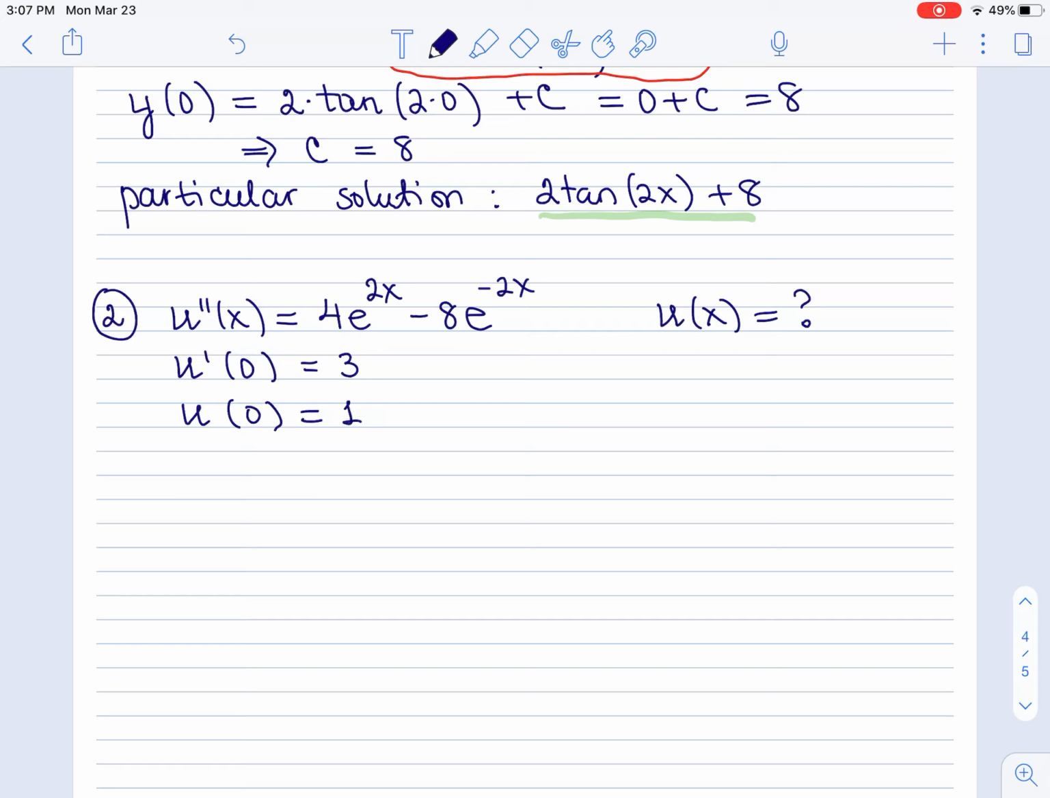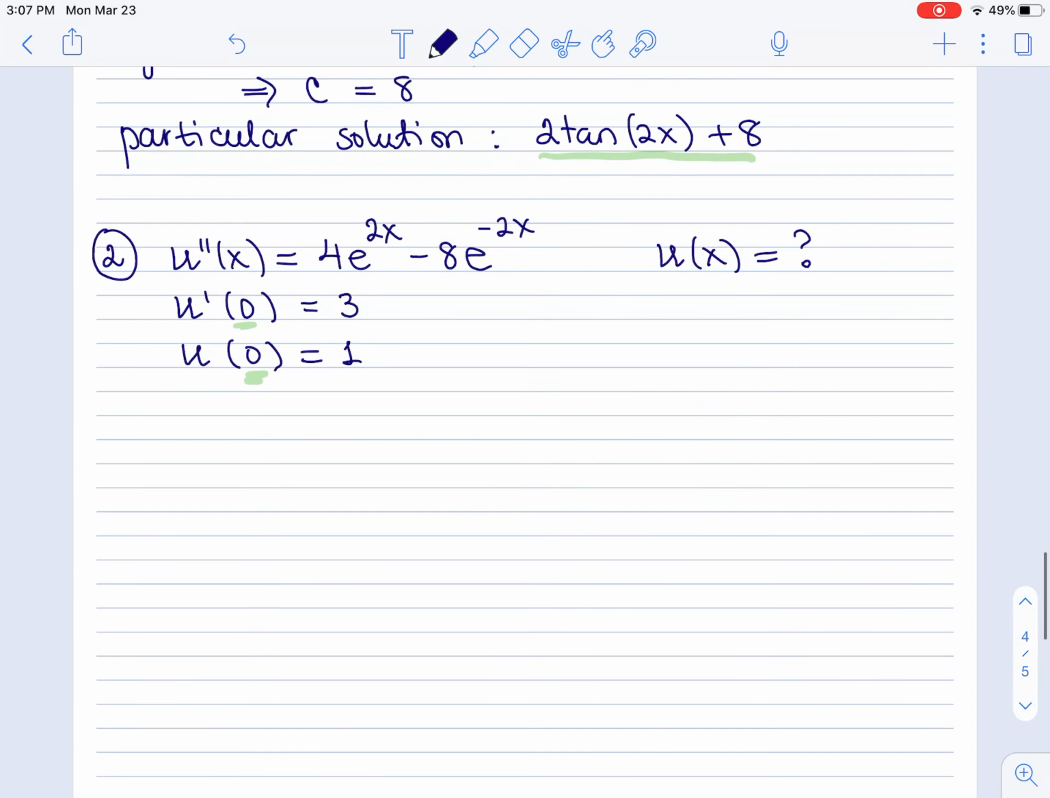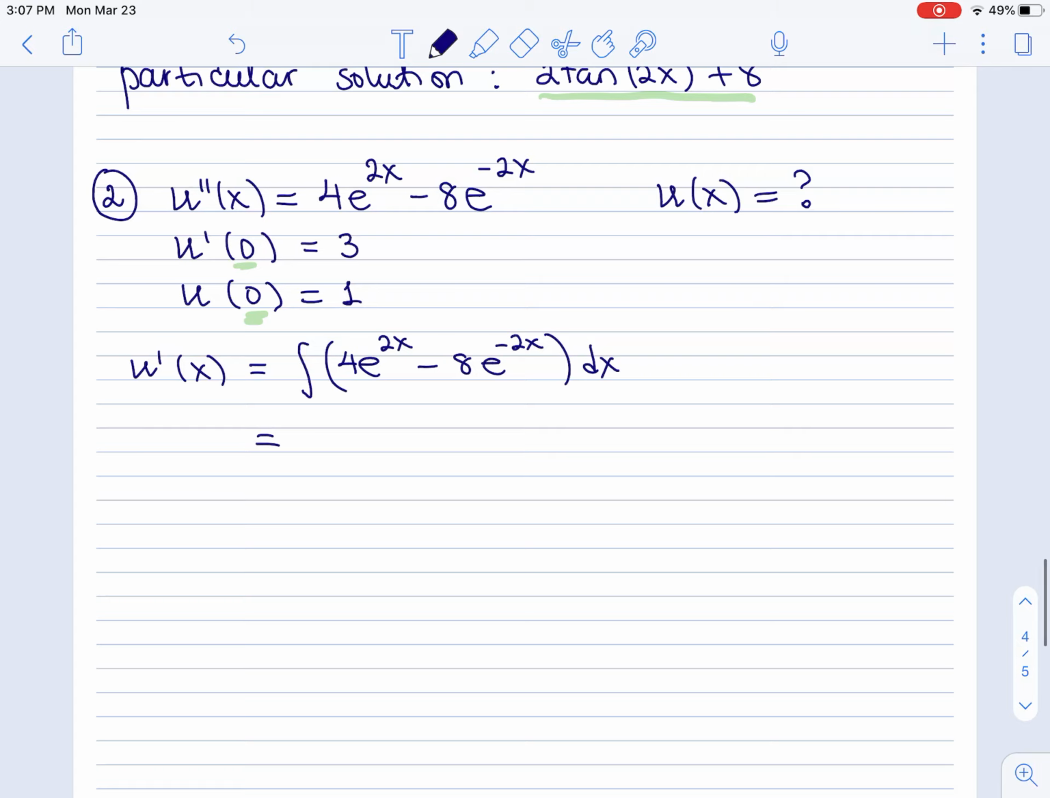Notice that typically you will have u prime of 0 or u of 0, but that's not necessarily the case. Sometimes these values could be different. It doesn't necessarily have to be 0. So let's go ahead and solve this problem. u prime of x would be the integral of 4e to the 2x minus 8e to the negative 2x. This will give us 2e to the 2x plus 4e to the negative 2x plus c1.